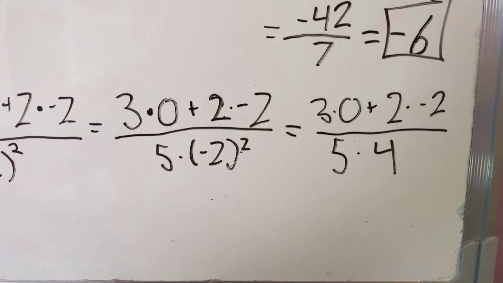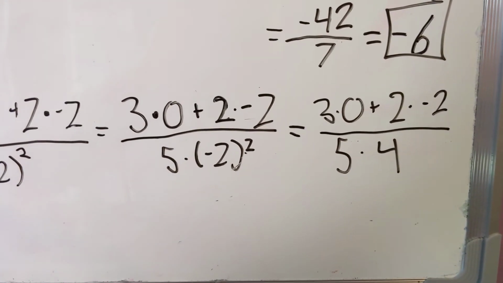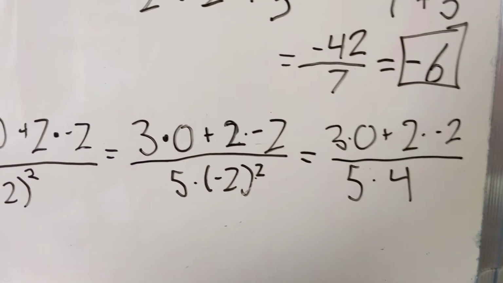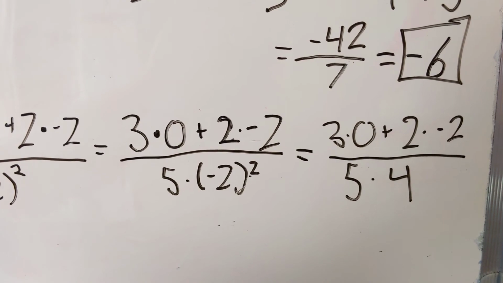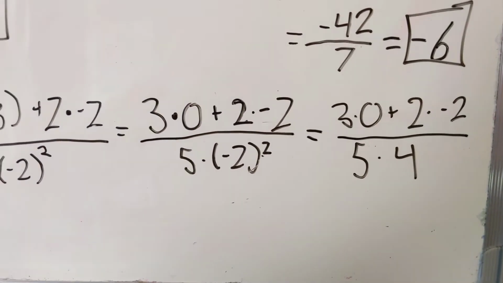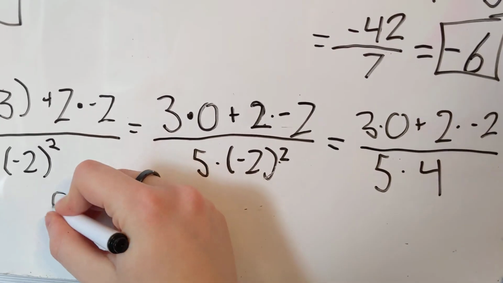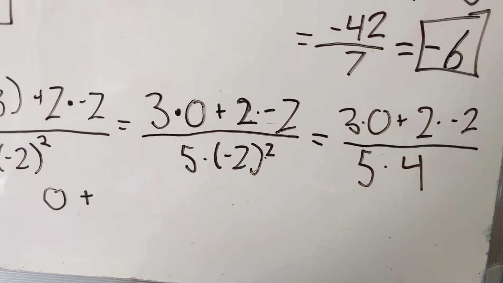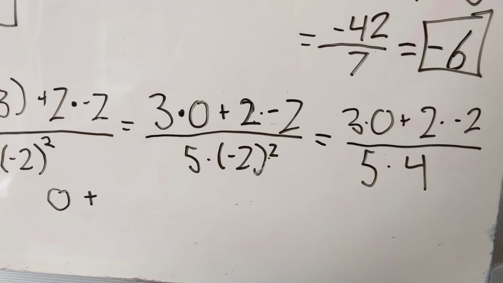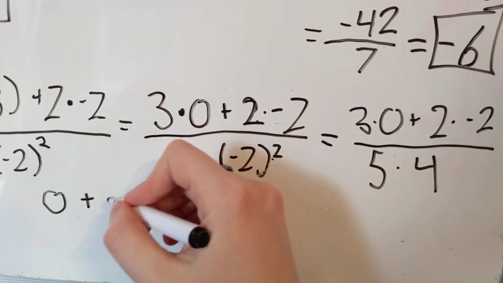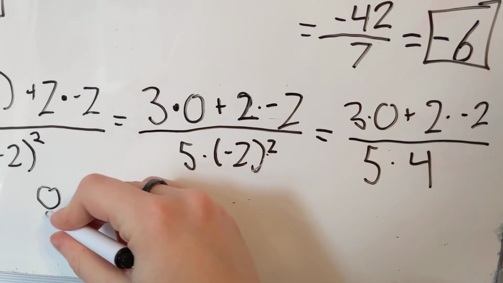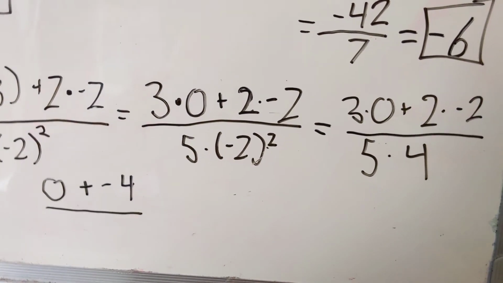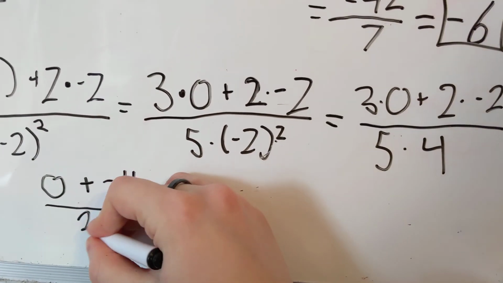At this point, we are ready to go on to division, but of course we are going to be skipping division until we simplify both the numerator and denominator. So it is time for multiplication. So 3 times 0 is 0, plus 2 times negative 2. Well, 2 times 2 is 4, and we have one negative, so it's going to be a negative 4. So we have 0 plus negative 4. And then our denominator is 5 times 4, which is 20.